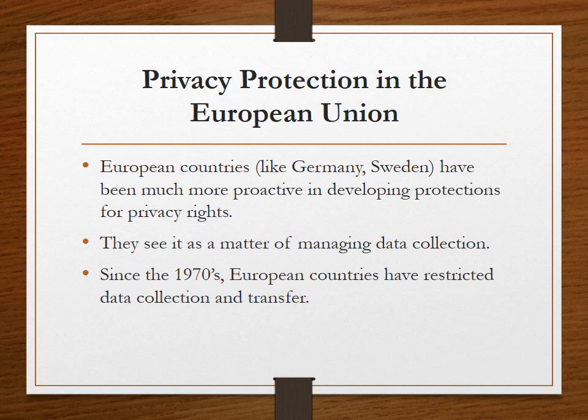Now, to kind of look at another large place and see how they manage privacy, we're going to look at the European Union, which is a collection of European countries that work together, much like the United States, but not quite so tightly bound by a single identity. European countries like Germany and Sweden have been much more proactive in developing protections for privacy rights. They see it as a matter of managing data collection. Since the 1970s, European countries have restricted data collection and transfer.